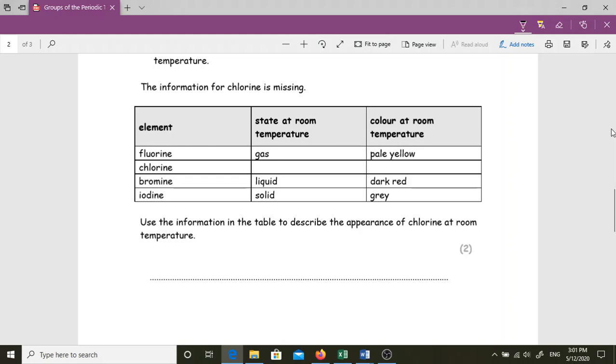Either you will know what the color and the state at room temperature are for chlorine. If you don't know, you can kind of use the trend that you see here. So you can see that we go from gas to liquid to solid. So that tells you that chlorine is probably also a gas or a liquid, and chlorine is a gas. And we can see the trend for the color, that they kind of get darker. So we have pale yellow, and then we have dark red and gray, and here also again chlorine is kind of in between, and chlorine has kind of a yellow green color.